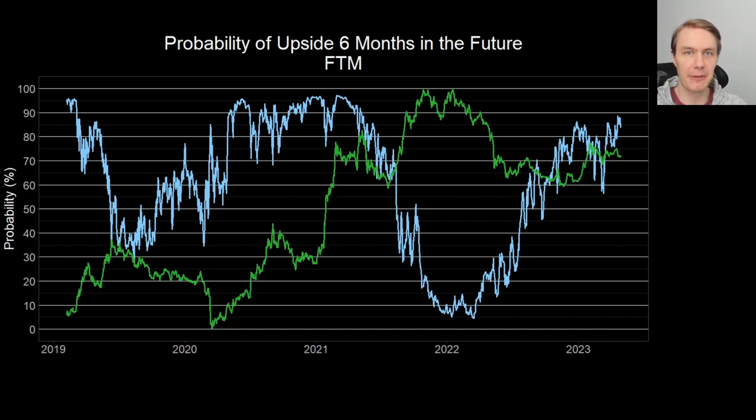Today I want to talk about Fantom and outsmarting the smart money. With any asset, Fantom very much included, there are going to be times where the probability of upside far outweighs the probability of downside, and that tends to coincide with good accumulation zones. And vice versa, there are points in time when the probability of downside far outweighs the probability of upside in the future, and that tends to mark good distribution times.